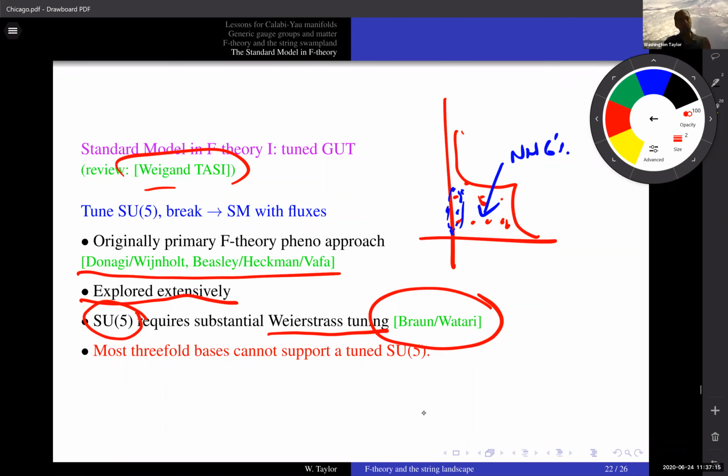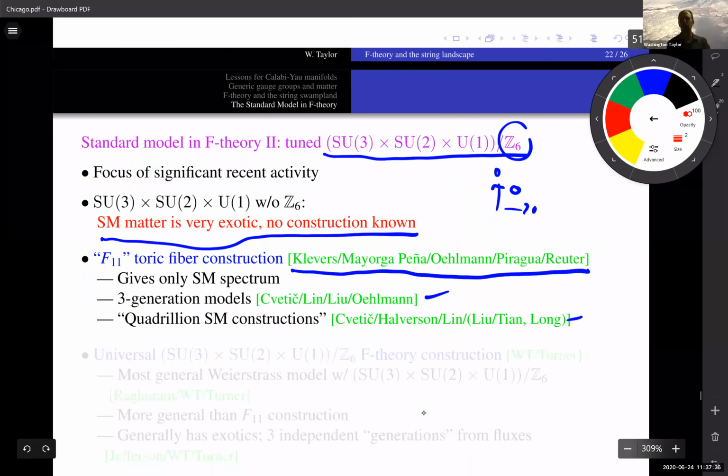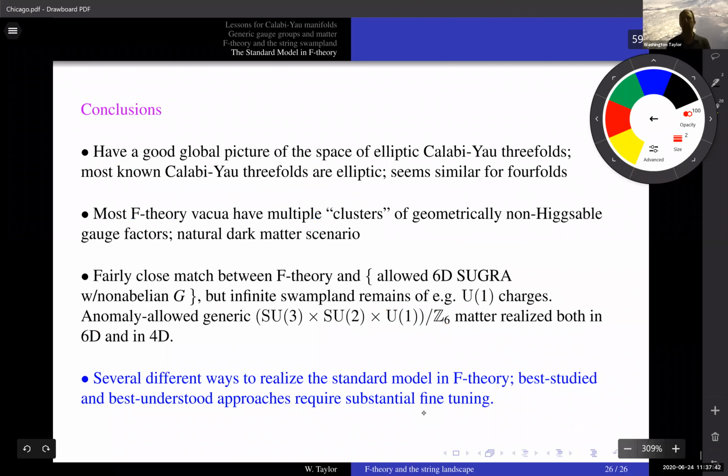Now, again, that may be forced on you in a natural way when you include fluxes, but we haven't seen that calculated yet. So until you find a mechanism that forces you there, it looks like fine tuning, right? It may not be. It may be that there's a natural dynamics that forces you there. But those are the two things I'm referring to here as substantial fine tuning. First, the choice of a special base, which takes you away from these bases that are dominated by big non-Higgsable clusters. And second, the number of Weierstrass moduli to tune.